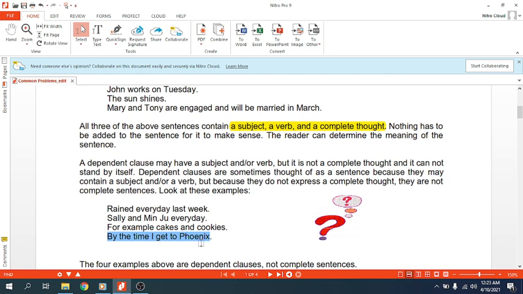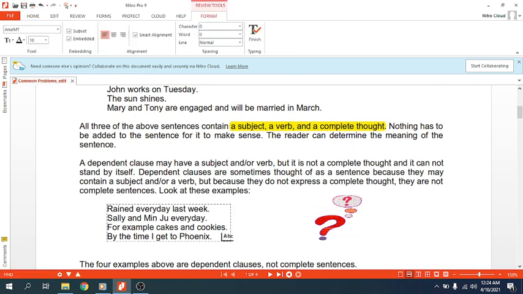Jadi dia tidak boleh, it cannot stand alone as a sentence because again, a dependent clause must be attached to an independent clause. Saya tambahin di sini. So begini ya, a dependent clause.